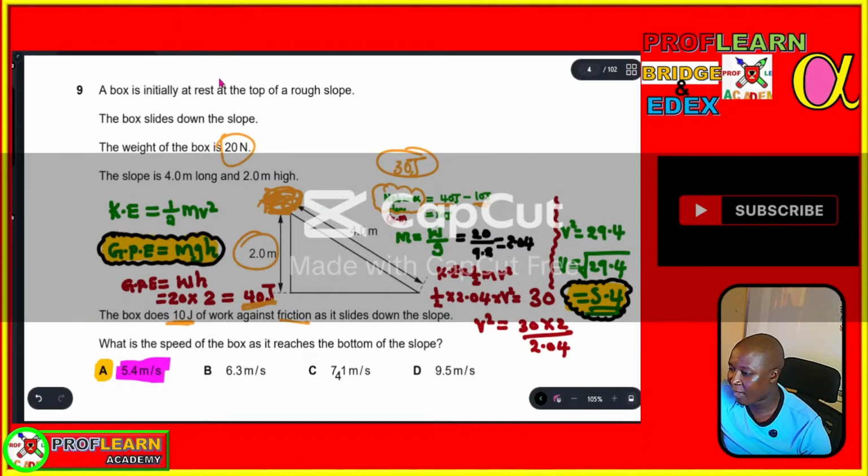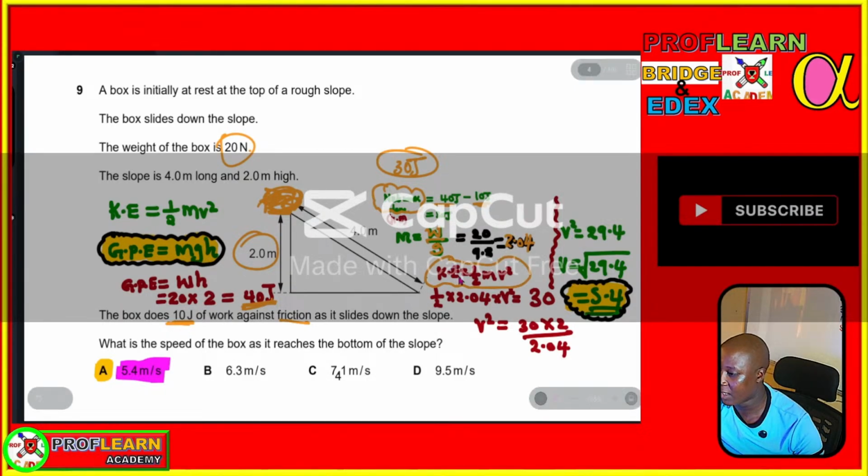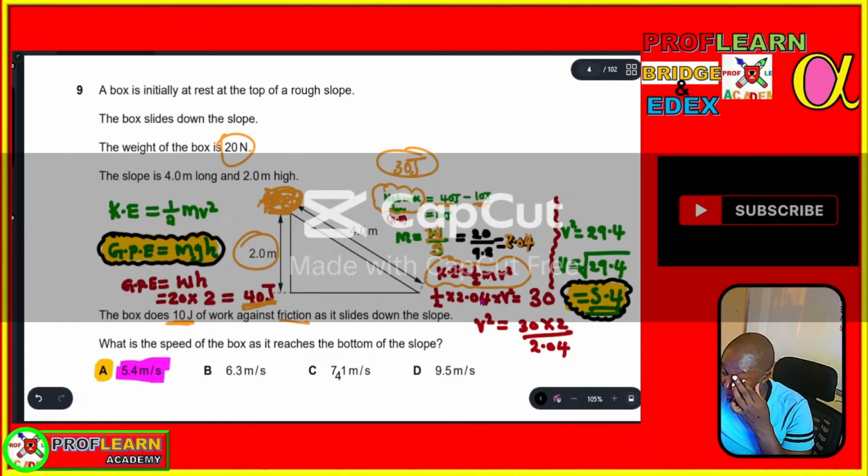Once we have found that kinetic energy is 30 joules, we can also work out the mass, since weight is already given as 20 newtons. Mass is weight over gravity, and that is going to be 20 over 9.8, which is 2.04 kilograms. We shall use that mass in the formula for kinetic energy, and we say a half times 2.04 times v squared is equal to 30, right?